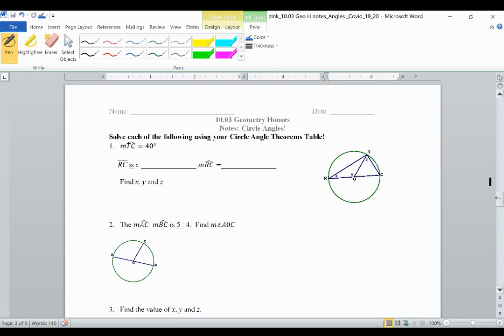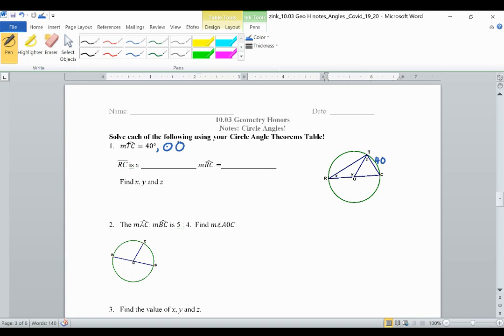All right, so now let's go on and do a couple practice problems and put some of this stuff together. So this says measure of arc TC is 40 degrees. So I'm going to label that over here. Segment RC. We were given something else I needed to give you here, which is circle O. We always name the circle by its center.